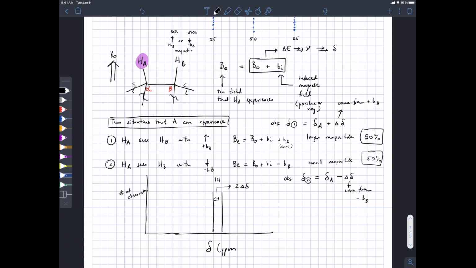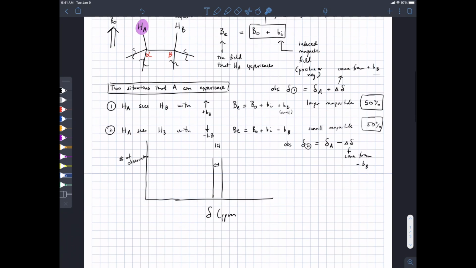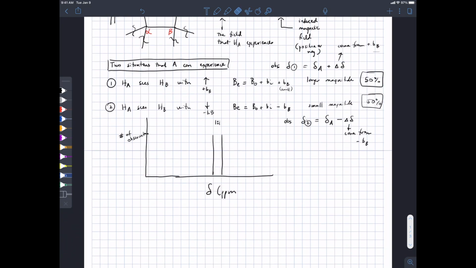Yeah? So are you meaning that the change in chemical shift, the distance between those two bands, is going to basically be the range from the large magnitude to the small magnitude? Yes. The distance between these two bands is going to be related to the change from situation 1 to situation 2. All right? This distance we could measure.